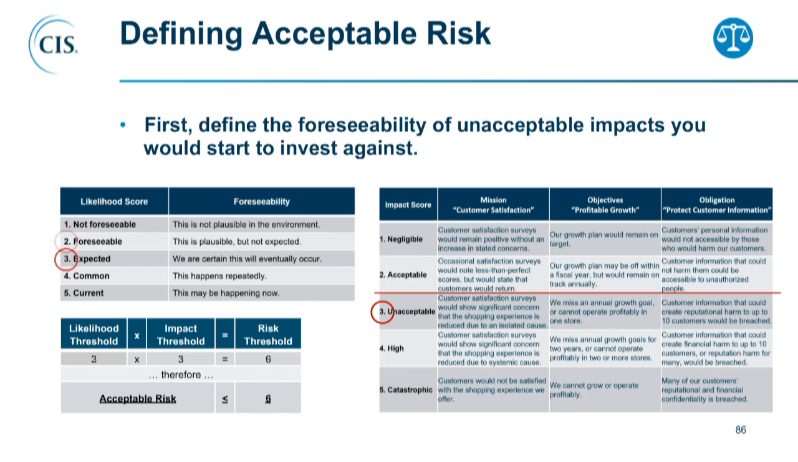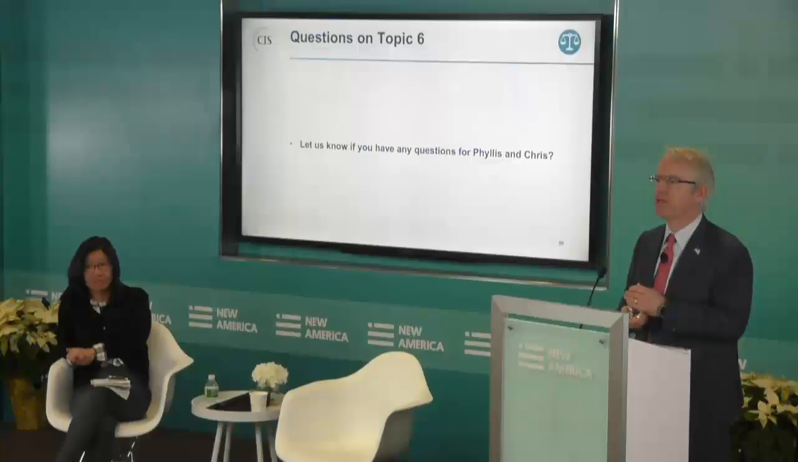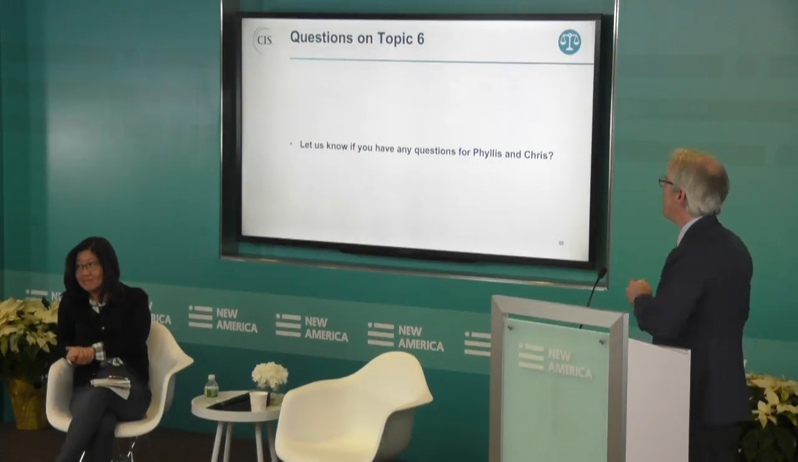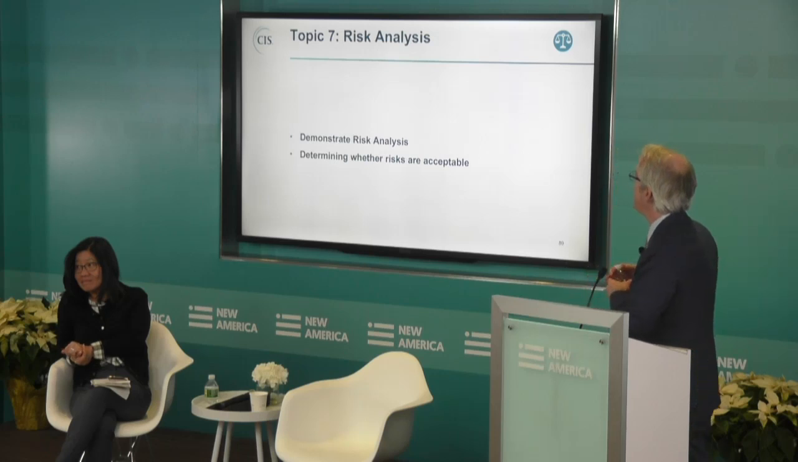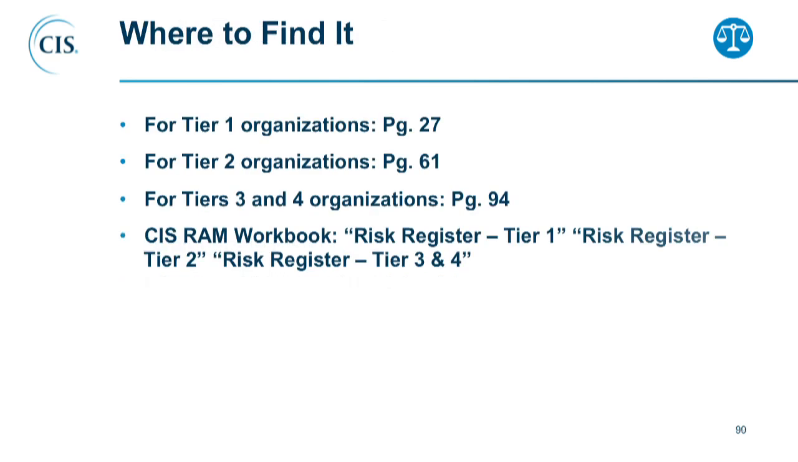Let's move ahead. An organization can choose 3 just as likely. But let's move ahead again. Any questions about this before we actually start to model risk analysis? This gets to be the fun part. All right, let's move ahead. So what we're doing here is demonstrating risk analysis to determine whether risks are acceptable and safeguards are reasonable. So let's move up one more slide.